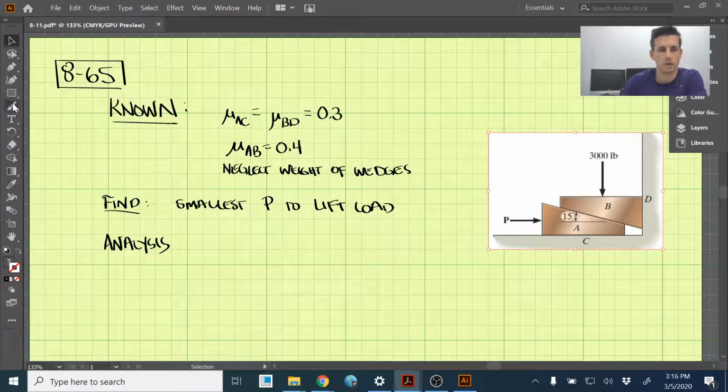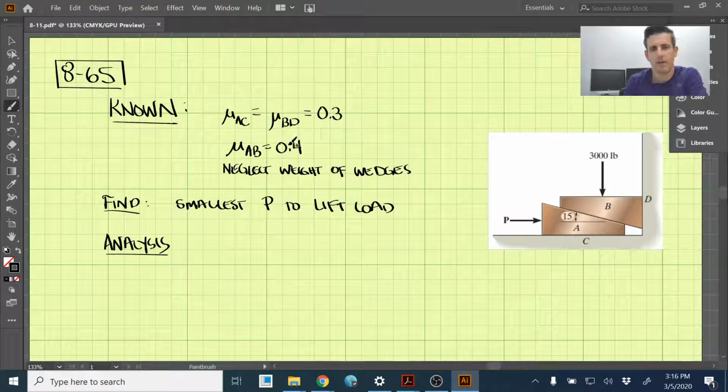Okay, so this is problem 865, and we're given several things. We know that the coefficient of static friction between A and C, so this block A and C, is 0.3, and we're also given that the coefficient of static friction between B and D is 0.3 as well, on the wall here. And then the coefficient of friction between the two blocks is 0.4.